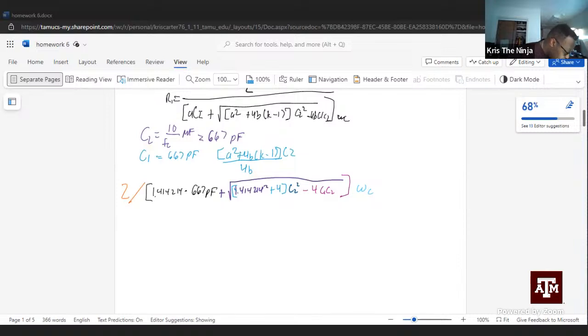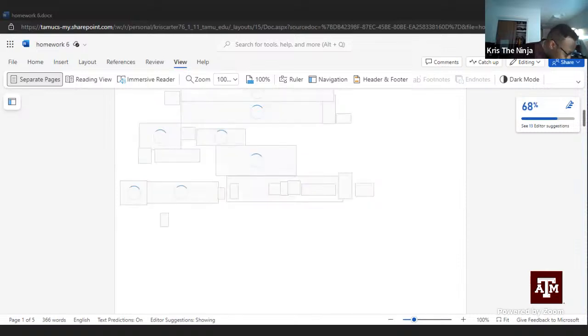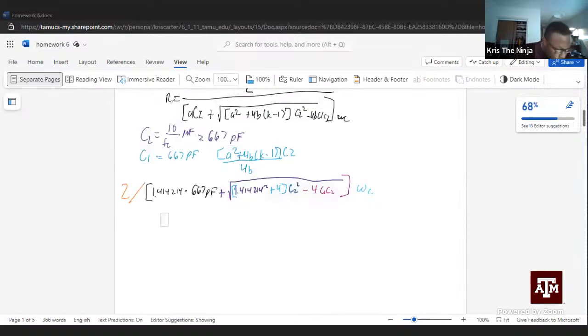So like I was doing it here, we're gonna do this all in different colors so that we don't get confused. 9.428 times 10 to the minus 8th, or not minus 8, to the minus 10th, my bad. Minus 10.